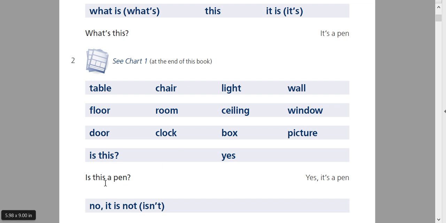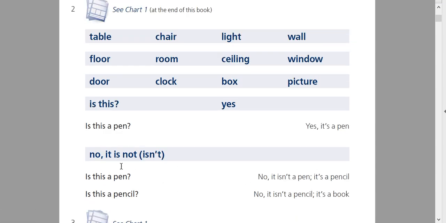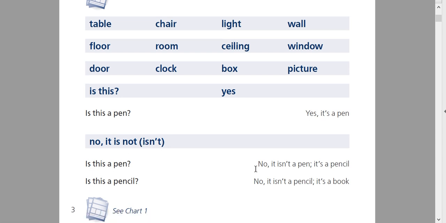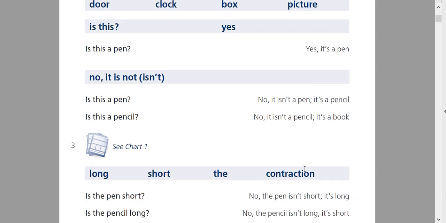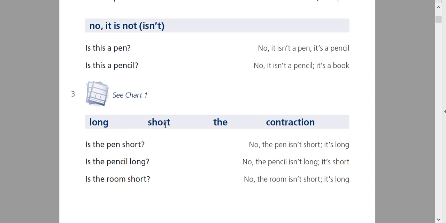Is this? Yes. Is this a pen? Yes, it's a pen. No, it is not. Isn't. Is this a pen? No, it isn't a pen. It's a pencil. Is this a pencil? No, it isn't a pencil. It's a book. Long, short.